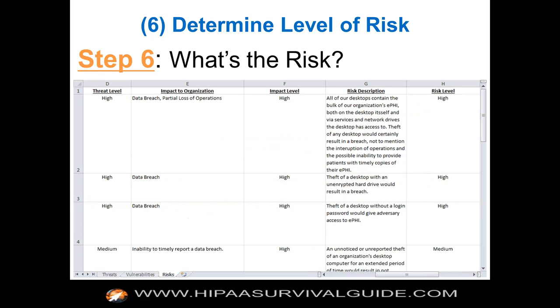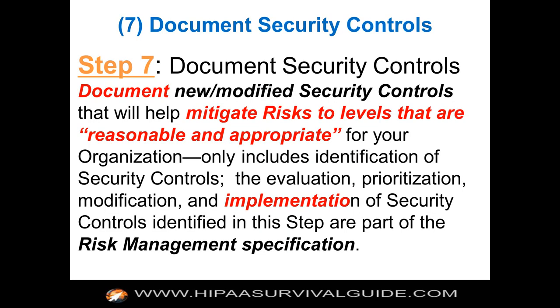So again, you go through that, the risk description, all our desktops contain the bulk of our organization's EPHI, and so on. We had a power loss, risk level high, risk level low, risk level medium. That's the exercise. And then finally, document. Now, if you've been creating these spreadsheets and doing the inventory and assigning controls and documenting your as-is, you're actually creating a lot of the documentation that you need along the way. But the final step says document the security controls, the new security controls that you need to put in place to mitigate those risks that you've identified that you don't have controls for to levels that are reasonable and appropriate.